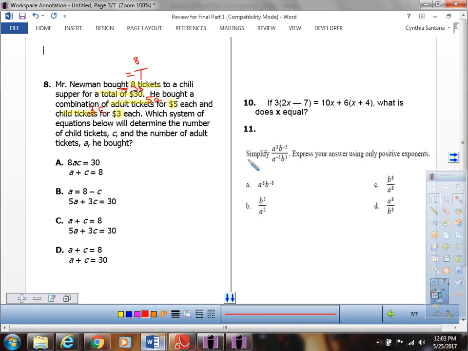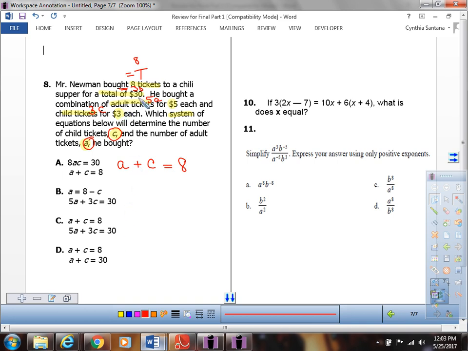And then it says which system of equations below, system just means more than one equation, notice there's 2, will determine the number of child tickets, C, and the number of adult tickets, A. So they're using an A and a C. One of the totals had to equal 8. So if I use these variables, A and C, what would equal 8? 8 tickets. C means child, A means adult. A plus C, adult tickets plus child tickets, would equal 8. That's one of the equations.